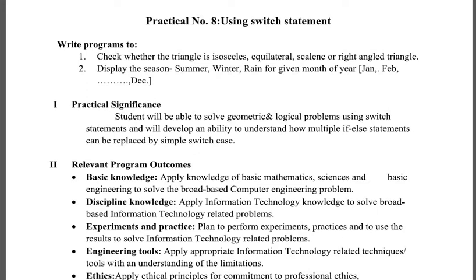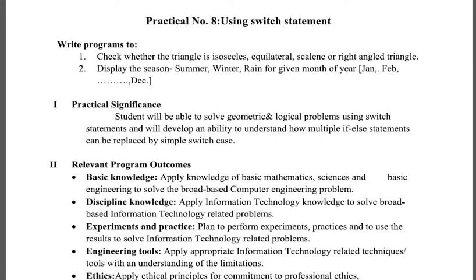That is, display the season, summer, winter, rain for a given month of the year. What will we do in this program? Suppose we have 12 months and each season has 4 months. Take the example of summer: the months February, March, April and May represent the summer season. The next 4 months, June, July, August, September, represent the rainy season, and the last 4 months represent the season winter.